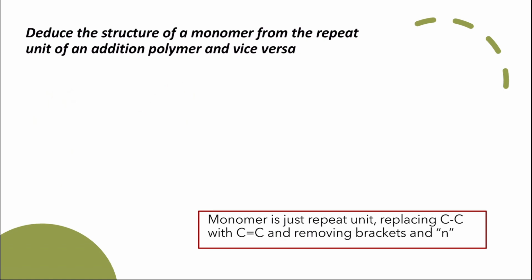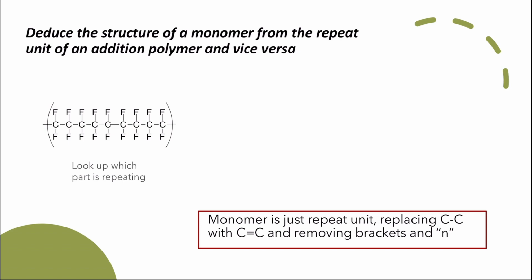So an example of that is Teflon. So if you are provided with part of the structure of Teflon or of an addition polymer like this, how can you find the structure of the monomer? The first thing you need to do is look at which part is repeating. When you look at the repeating part, it always has to be two carbon atoms within the main chain of the structure. So the repeat unit will be two carbons long, as we can see. So any two carbons long here, you can use them.